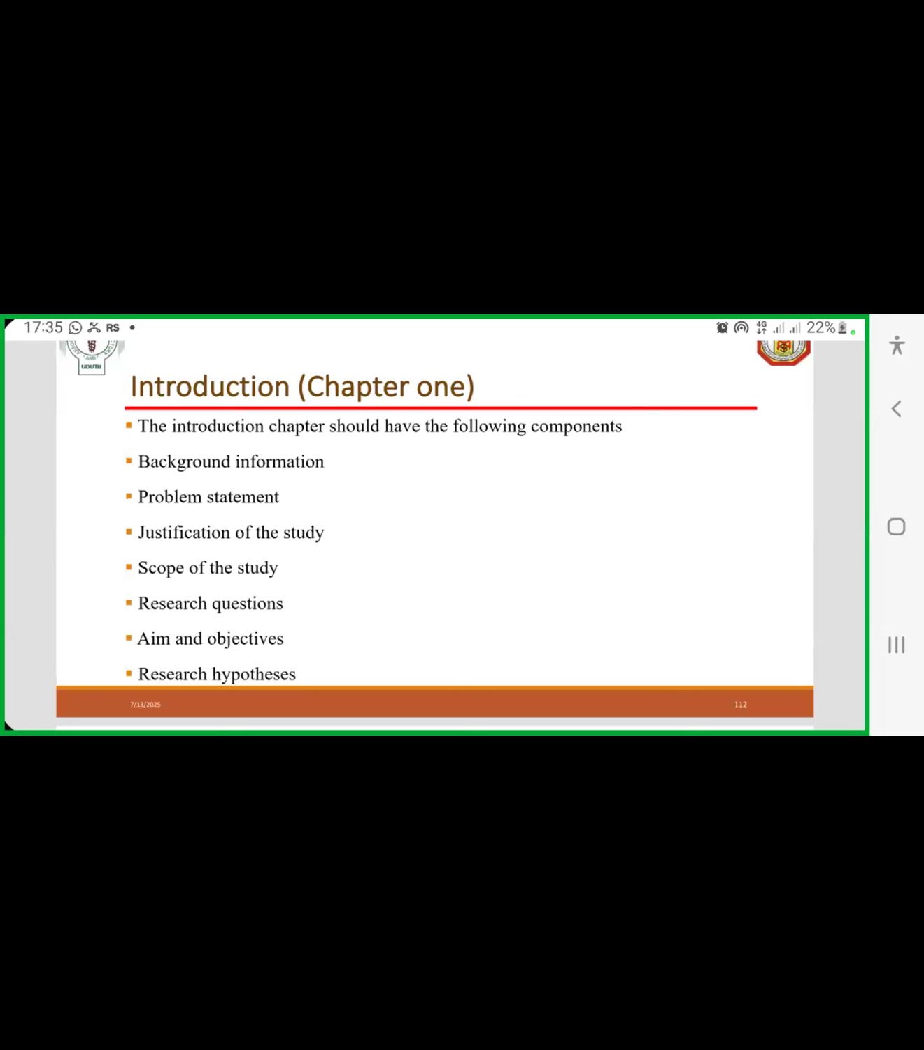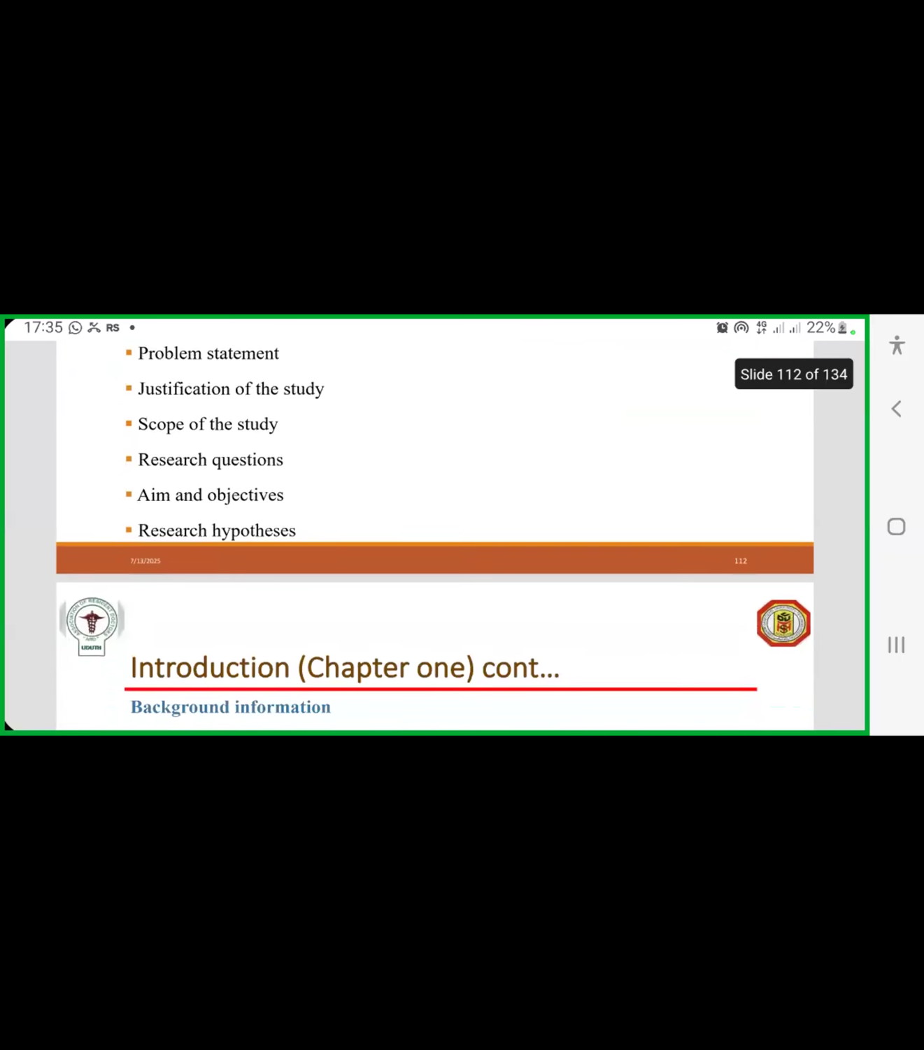Then problem statement. So you can write it like this: 1.1 background information, 1.2 problem statement, 1.3 justification of the study, 1.4 scope of the study, 1.5 research questions, 1.6 aim and objectives, then research hypothesis. So let's go briefly into this outline of chapter 1.